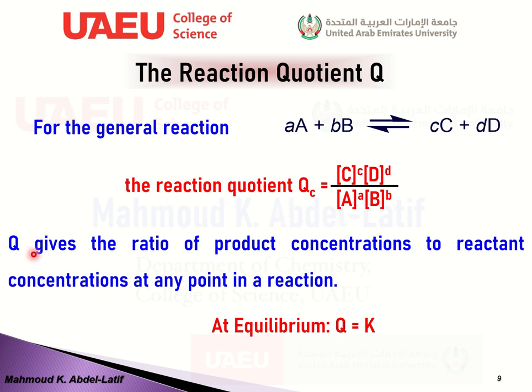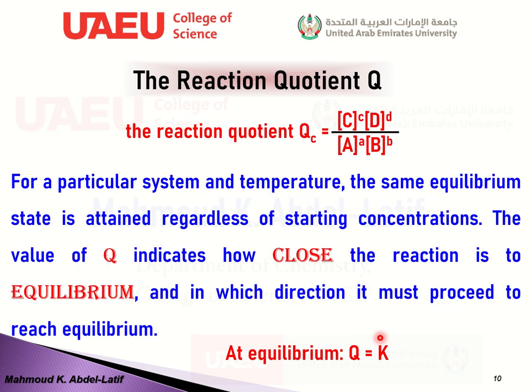For example, Q gives you the ratio of product concentrations to reactant concentrations at any point of the reaction. At equilibrium, Q will equal the uppercase K. We're still talking about the reaction quotient.